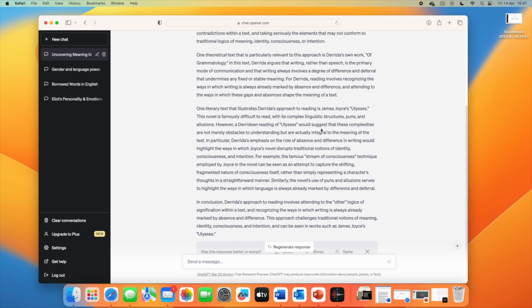Theoretical text is, whoopsie daisy, Of Grammatology. I haven't read that. It argues that writing rather than speech is the primary mode of communication. Writing always involves a degree of difference and deferral that undermines any fixed or stable meaning. Reading involves recognizing the ways in which writing is already marked by absence and difference, and tending to the ways in which gaps and absences shape the meaning of a text.